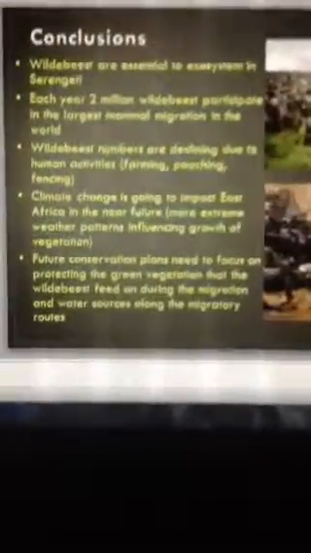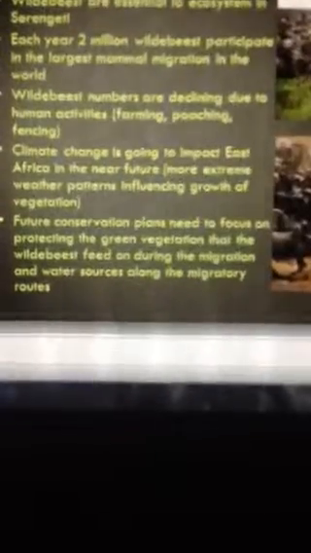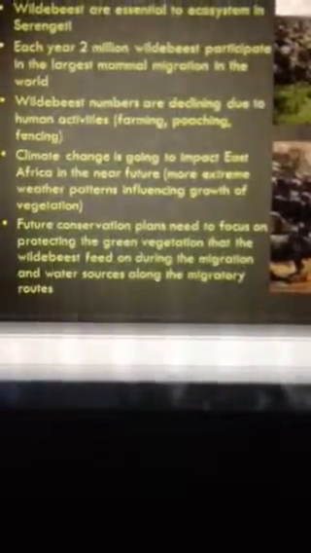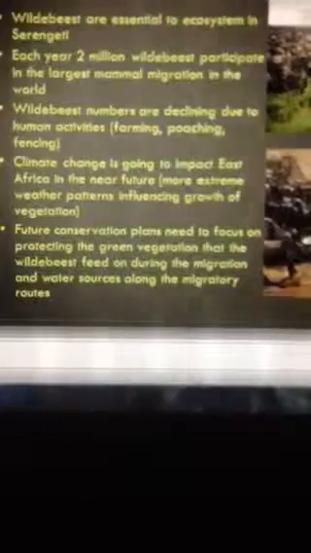Future conservation plans need to really focus on protecting the type of green vegetation that grows along the corridors that the wildebeest migrate along and water sources during the migratory routes.